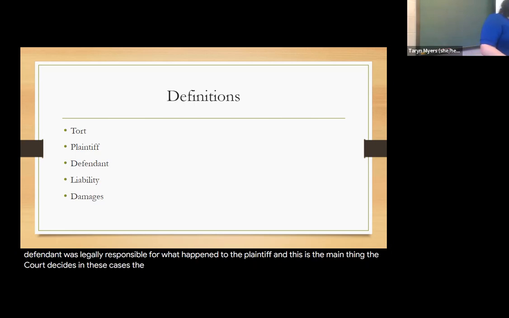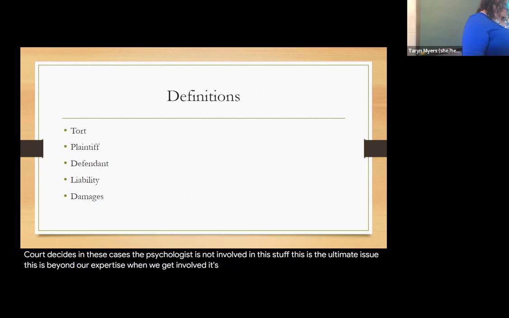The psychologist is not involved in this stuff. This is the ultimate issue. This is beyond our expertise. When we get involved, it's clear the defendant has liability, and we'll get involved when we get to the damages.